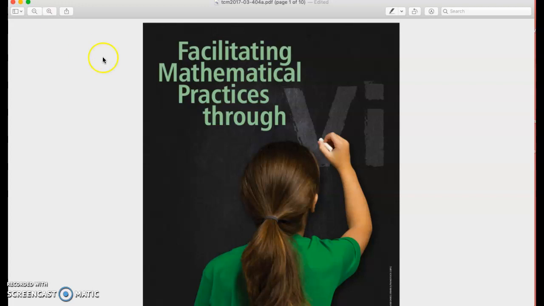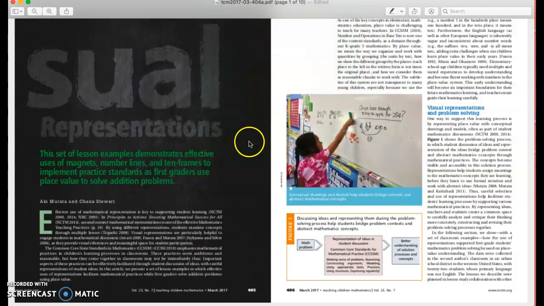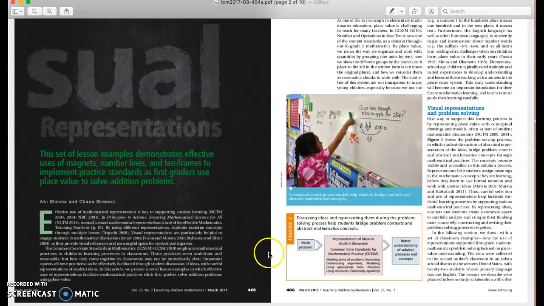My article is called Facilitating Mathematical Practices Through Visual Representations. This article is from the March 2017 edition of Teaching Children Mathematics, and it was written by Aki Murata and Chana Stewart. Chana Stewart is the teacher mentioned in this article, and she teaches first grade in an urban school district where 22 of her students' primary language was not English. My grade level is third grade, and I believe this article applies to all primary grades.